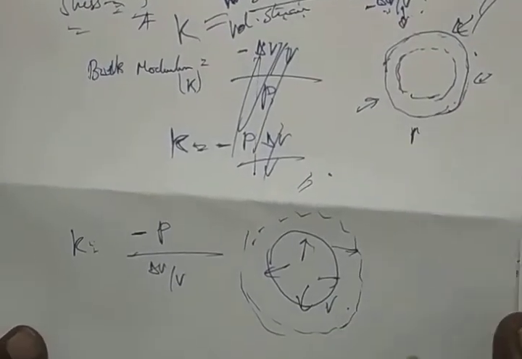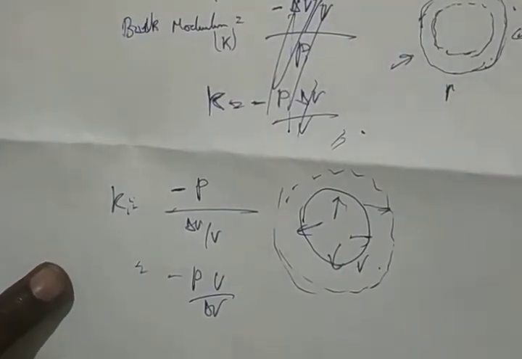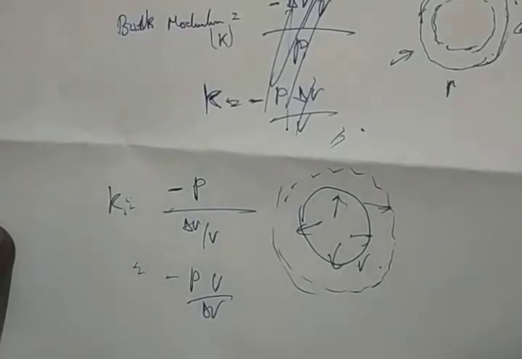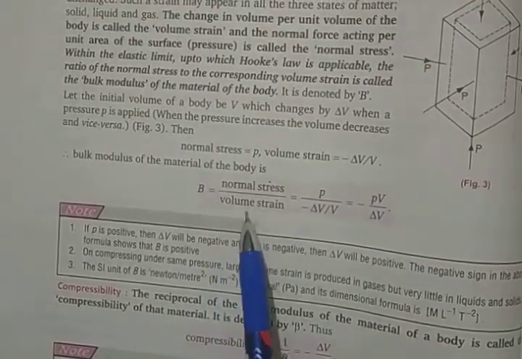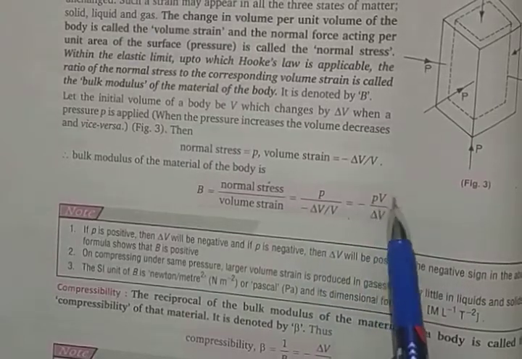So because it is expanding, it doesn't mean your K value will be positive. It will also be negative here. So it's going to be again minus PV upon delta V. Alright, so hope you understand this particular part of it. Let us see the book also. Yeah, normal stress upon volumetric strain, P upon delta V by V, that is minus PV upon delta V.